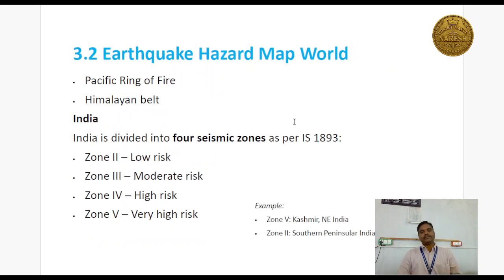Then the earthquake hazard map of the world comes under the Pacific Ring of Fire, then the Himalayan belt. These are the two things. So when you come to India, India is divided into 4 seismic zones as per IS 1893. Zone 2 is very low risk, where earthquakes are very few. Zone 3 is moderate risk. Then Zone 4, high risk. Then Zone 5, very high risk. In Zone 5, you can see places like Kashmir, North India and Northeastern India. Then Zone 2 is Southern Peninsular India. These are the best examples.